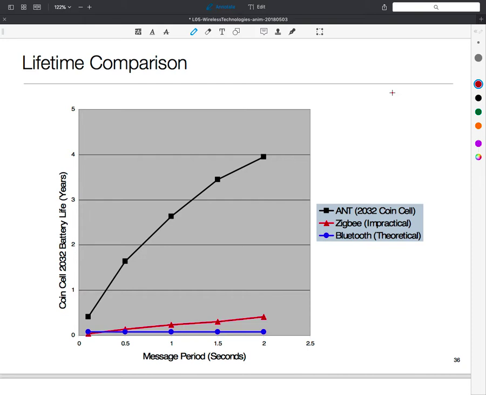So you are seeing classical Bluetooth, you are seeing ZigBee, and you are seeing ANT. And again, bear in mind that you're unlikely to operate ZigBee and Bluetooth in these modes, but were you to do it, it kind of shows the difference. As message period increases, that means I'm transmitting messages less frequently, the gain increases quite tremendously with these kind of things.